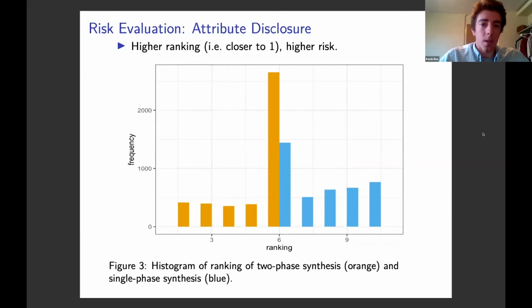And we see a similar story here, where a higher ranking, in this case, is just a density frequency plot or histogram of the true income values, and a higher ranking here, i.e. closer to 1, indicates a higher risk. And again, depicted in orange, the two-phase synthesis shows that the two-phase did have a slightly higher attribute disclosure risk than that of the single phase.